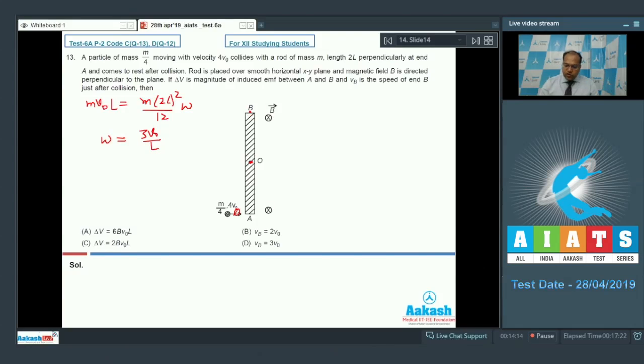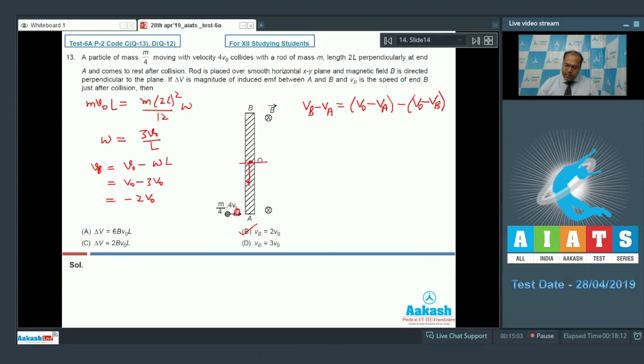So if I find the velocity of point B, Vb, that can be written as V0 minus omega into L. So that can be written as V0 minus 3V0, so it comes out to be minus 2V0. So option B is correct and D is wrong. Now we have to find the magnitude of induced EMF between A and B. So I have to find VB minus VA. This can be further written as V0 minus VA minus of V0 minus VB.